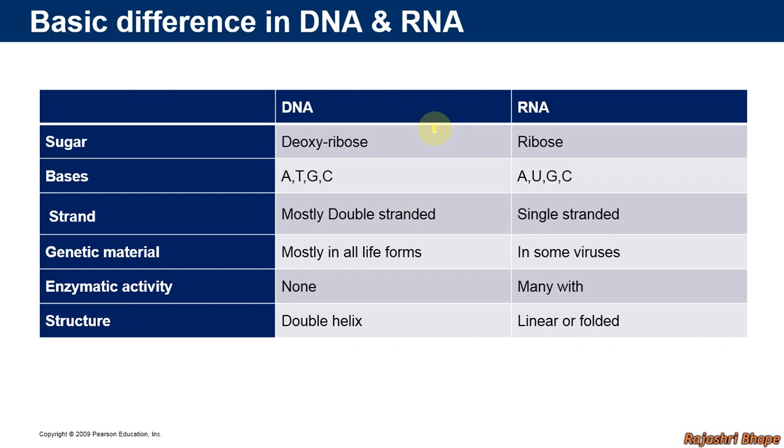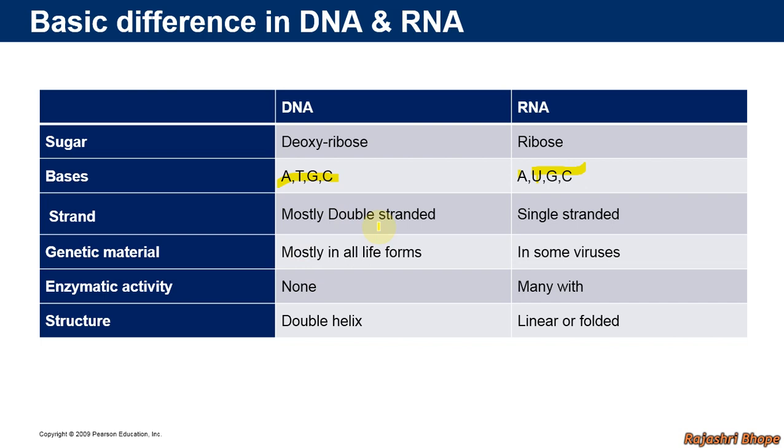Now next is the difference between DNA and RNA. In DNA the sugar present is deoxyribose. In RNA it is ribose sugar. The bases present in DNA are ATGC, here AUGC. This is the difference.